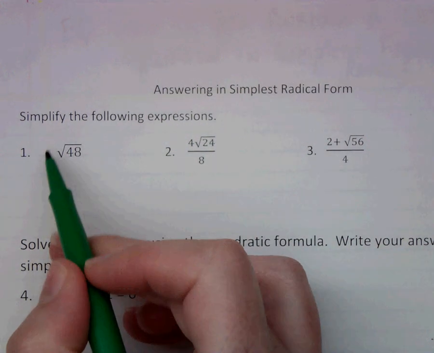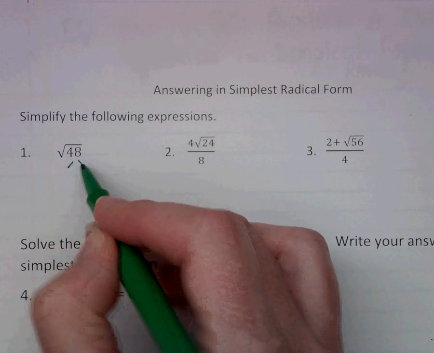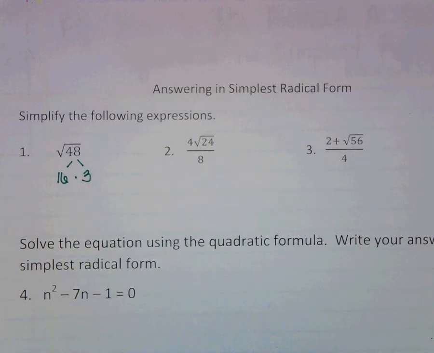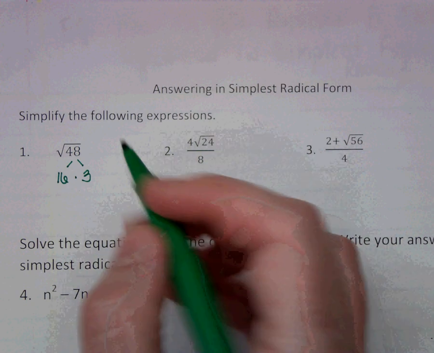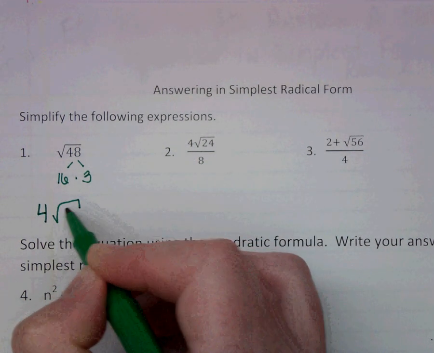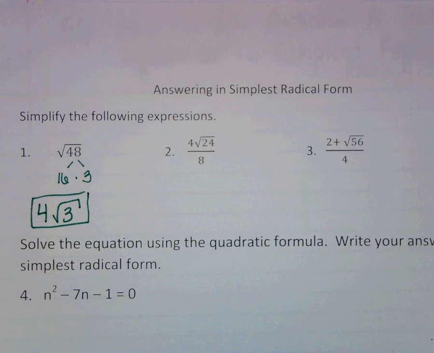We've already simplified radicals like the square root of 48. Remember, we look for perfect squares within it. This is just one way to do it; there are lots and lots of other ways to think about simplifying radicals. The square root of 16 is 4, and so it'd simply be 4 the square root of 3. We should already know how to do that.